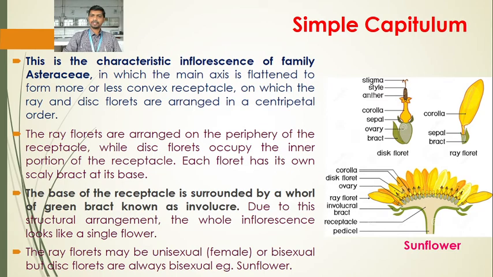The ray florets are arranged towards the periphery, while the disc florets occupy the inner portion of the receptacle. Each floret has its own bract. The base of the receptacle is surrounded by a number of bracts called involucral bracts, and due to this structural arrangement, the whole inflorescence looks like a single flower. The ray florets may be unisexual or bisexual. Mostly these are female flowers, but the disc florets are always bisexual. For example, sunflower. This is the simple capitulum or head inflorescence.